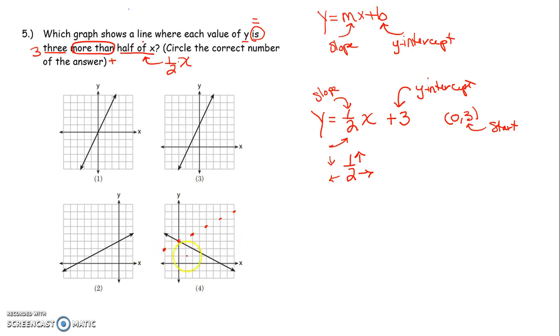So the graph that we need to find is a graph that has a positive slope. Oh God, so ugly. Positive slope of 1/2 that has a y-intercept of 0, 3. So this is what our line should look like. y equals 1/2 x plus 3. So I've got to figure out which of these graphs matches that. I can tell you this one doesn't.